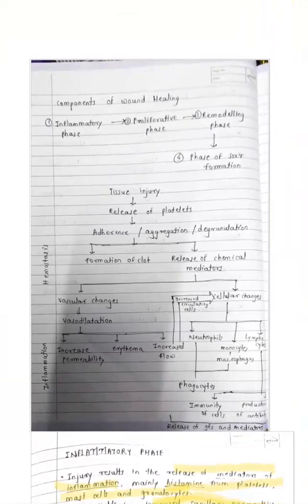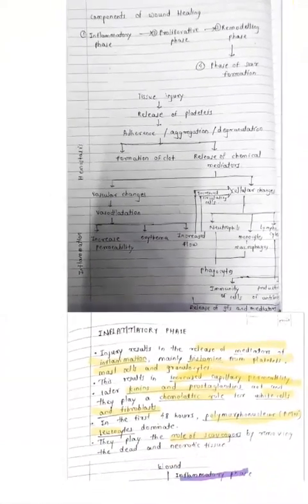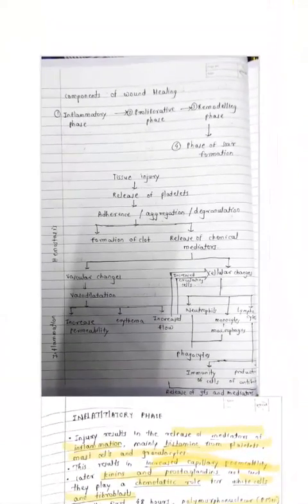So in the inflammatory phase, there will be release of platelets. Platelets will form a clot. There will be release of chemical mediators of inflammation. These chemical mediators of inflammation, mostly histamine, will be released from platelets, mast cells, and granulocytes.